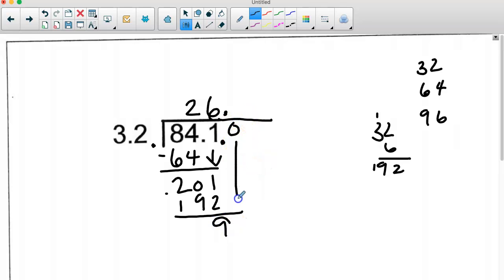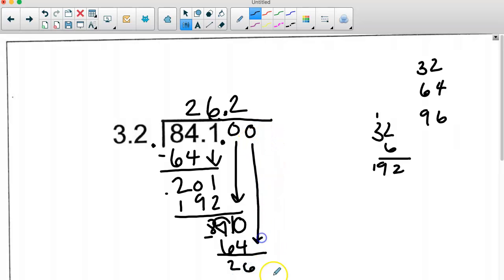I add a trailing 0, bring it down. And now 32 into 90. Well, I know it can go into 96, and that's too many. So again, it's going to be twice. And 2 times 32 is 64. When I subtract, I get 26. I'll bring down one more 0 to make this 260.